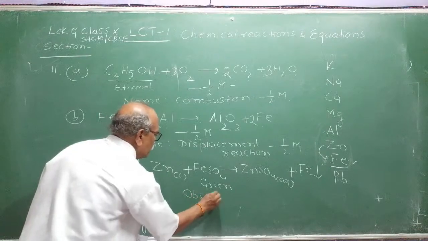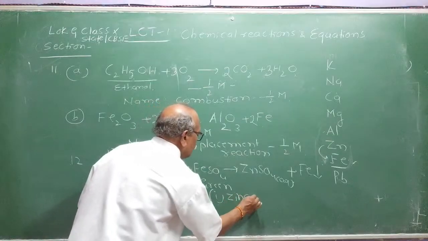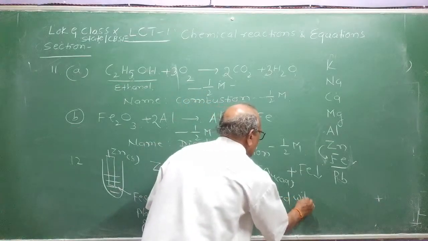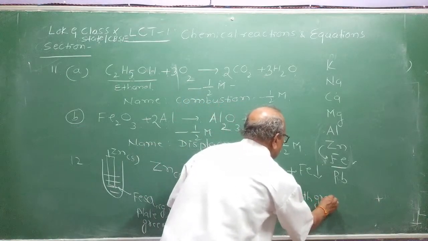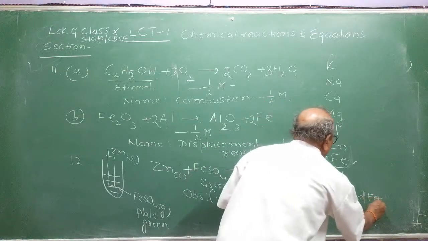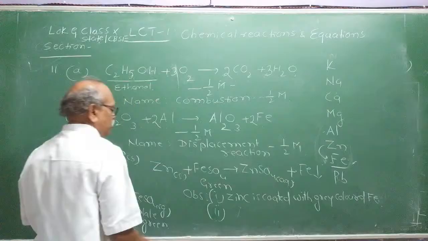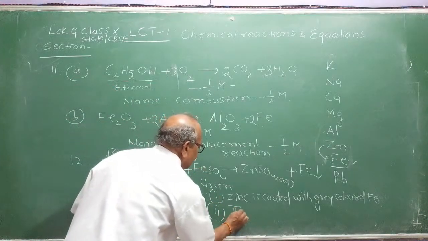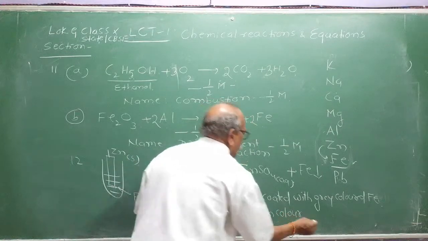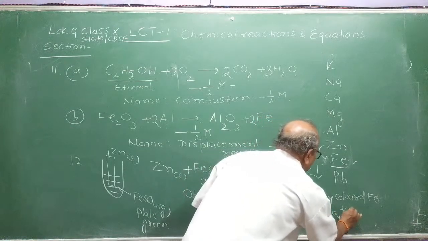Observations. The first observation is that the zinc is coated with gray colored iron. Fe will have gray color. The second observation is that the green color further fades. The green color of ferrous sulfate, as I explained, like the color in copper sulfate, further fades.